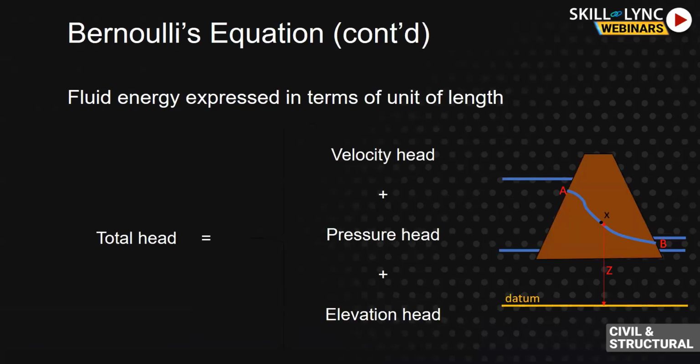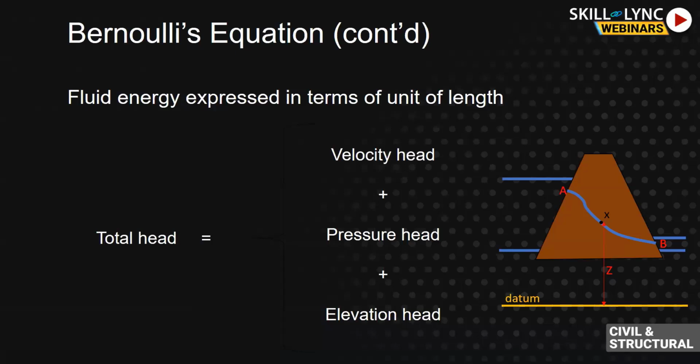Let's look at this simple illustration. It's an illustration of a gravity dam. We have water at a higher level on one side and at a lower level on the other side. Let's hypothetically assume a flow line from point A to point B, and assume that there's a fluid particle at point X. The total energy of that fluid particle at point X, if you want to calculate that, will consist of the velocity component, pressure component, and elevation component, as we just mentioned.